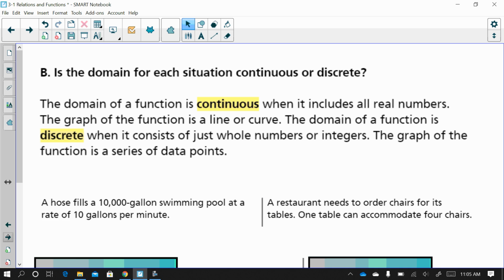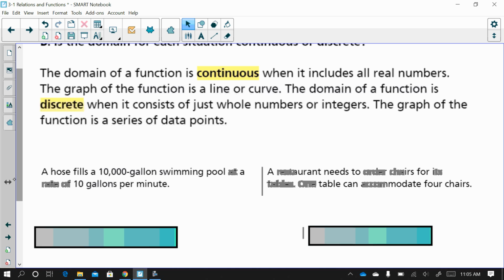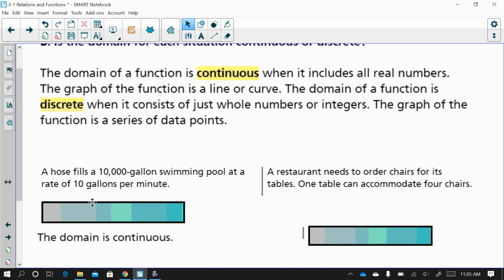Let's look at the same two examples and think about whether the domain is continuous or discrete. A hose fills a 10,000-gallon swimming pool at a rate of 10 gallons per minute. In the last one, we talked about how the domain was our minutes. So do you think minutes is continuous or discrete? Minutes are going to be continuous. Let's think about why. Can I stop a timer at 2.5 minutes? Absolutely. Can I stop it at 2.1 minutes? Absolutely. So I can include decimals when I'm talking about time.